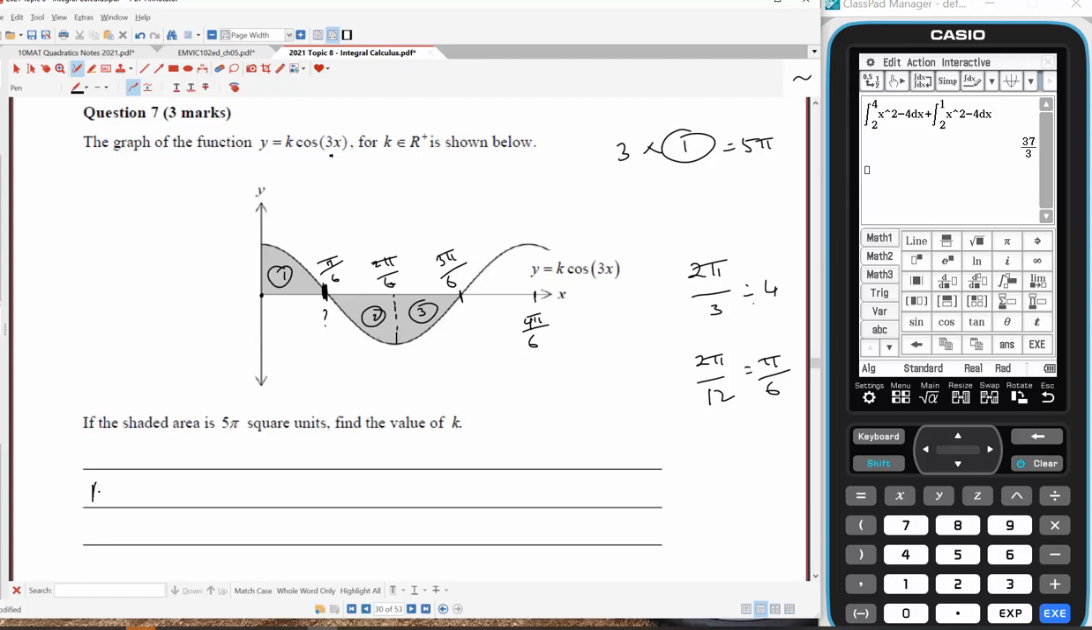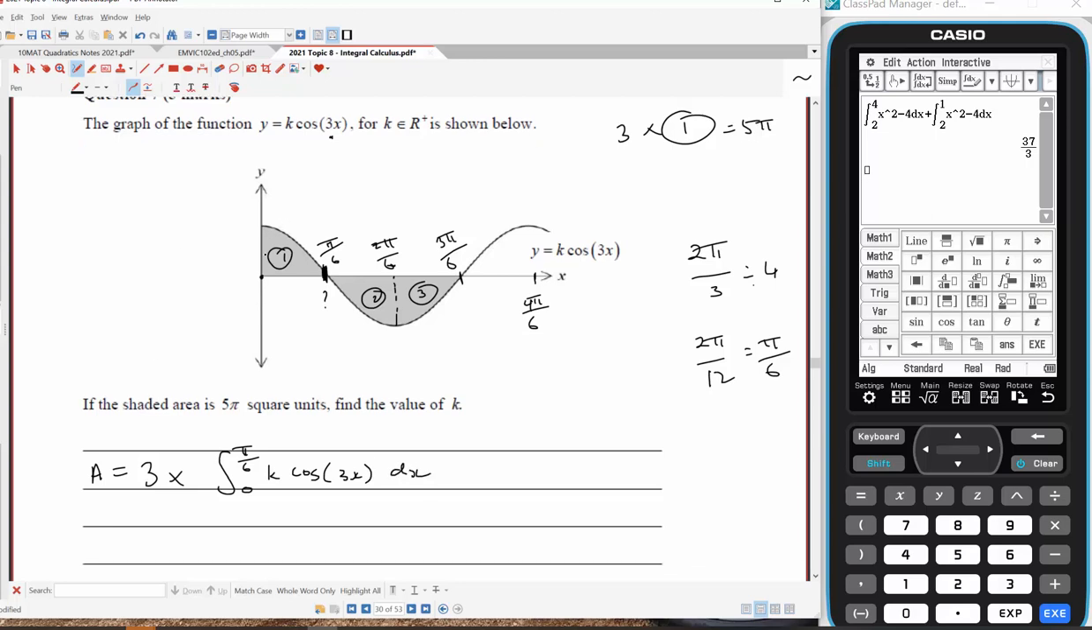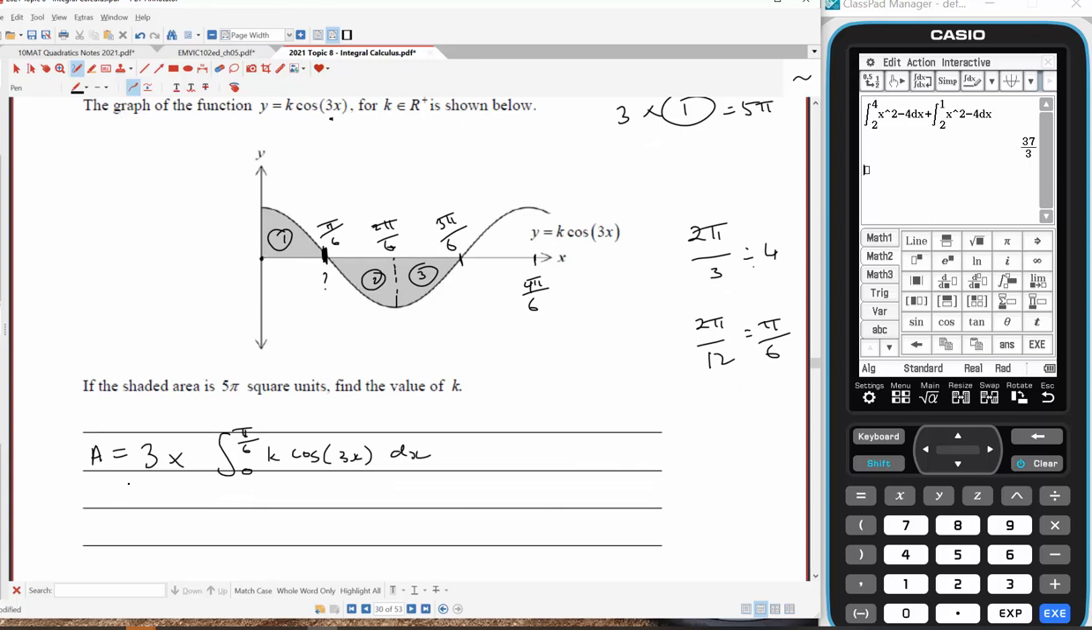All right, so here is what I'm going to do. I'm going to say that the area is equal to 3 lots of the signed area between pi on 6 and 0 for k cosine 3x dx. Now for a 3-mark question, that's probably got us 1 mark, although I'd need to say what the area is. So I'm just going to put that in. The area we know is 5 pi. So that's 5 pi equals 3 times this again. I probably should have written that in the first place, but doesn't matter.